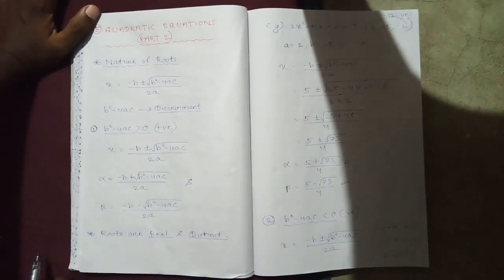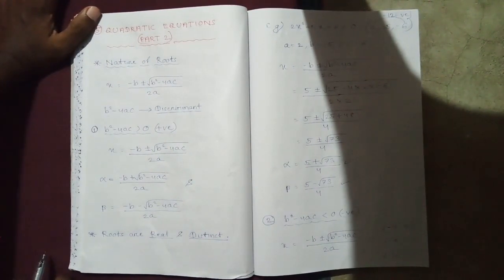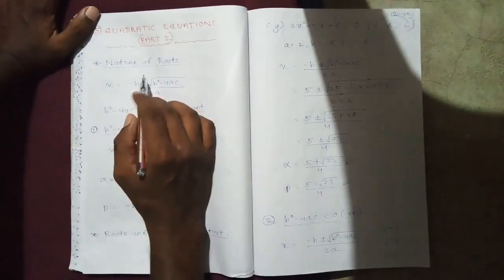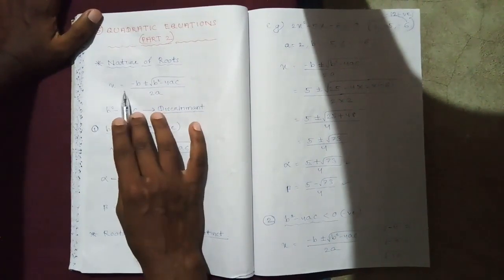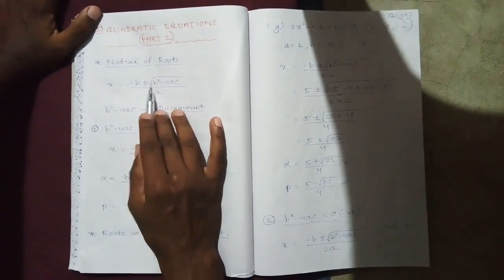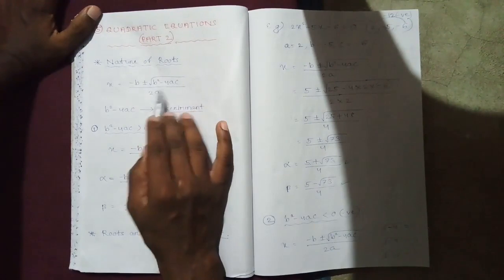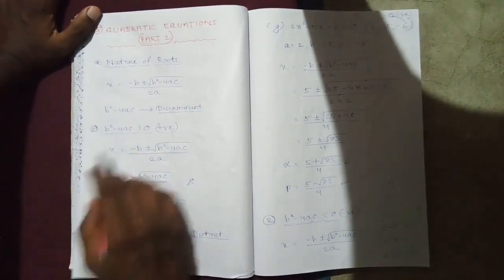In the previous part I have already explained how to solve a quadratic equation using the two methods, which are factorization and by formula. In this part we will be moving ahead starting with nature of roots. Already you know the formula to find the value of x, means value of the variable. x is equal to minus b plus or minus square root of b square minus 4ac whole by 2a.